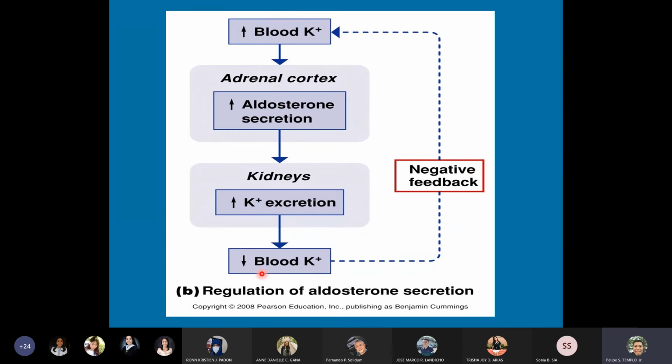So take note, if you have a low level of blood potassium, that's a negative feedback. That would result in an increase in blood potassium. An increase in blood potassium, as I mentioned earlier, with an increase in aldosterone secretion, will also increase potassium secretion, which in turn will decrease your blood potassium, and the cycle is repeated.